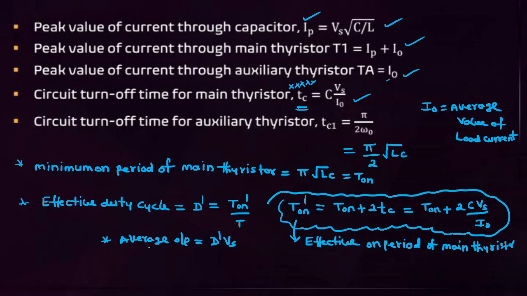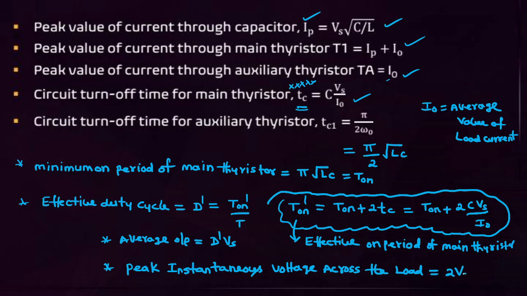One more important point you have to remember is the peak instantaneous voltage across the load. This is one of the drawbacks of class D commutation. Peak instantaneous voltage or peak inverse voltage across the load. If any freewheeling diode is present, that is the peak instantaneous voltage across the freewheeling diode also, across the load. These points will repeat in the choppers also. It is equal to 2 Vs. The peak instantaneous voltage across the load is 2 Vs.